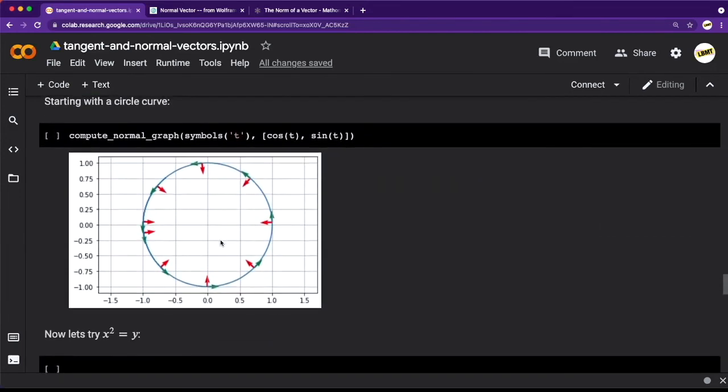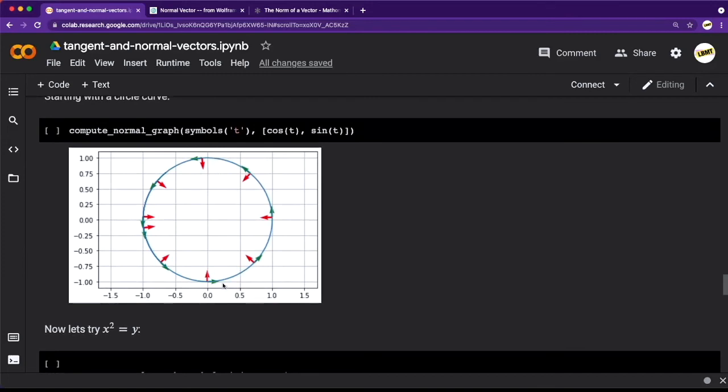First thing I did was a circle. So this is our function, drawing a circle. If you're familiar with the parameterized version of a circle, it's just cosine t, sine t as the vector valued function for that. And just like we'd expect, we've got our red normal vectors pointed inside, concave to the curve, all pointed to the center of the circle. And then the tangent vector is pointed around the circle, tangent to the circle.